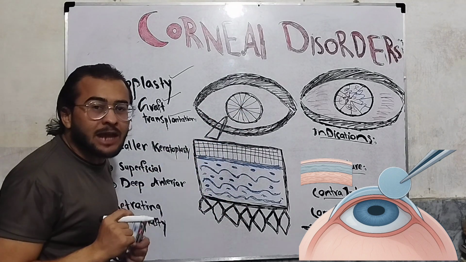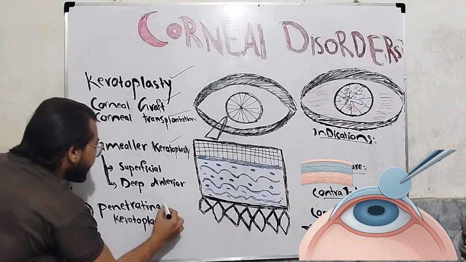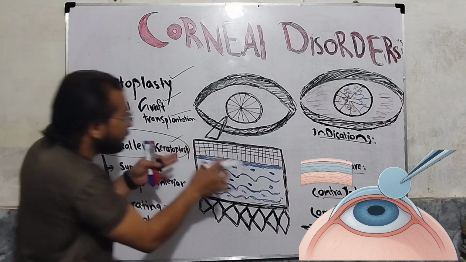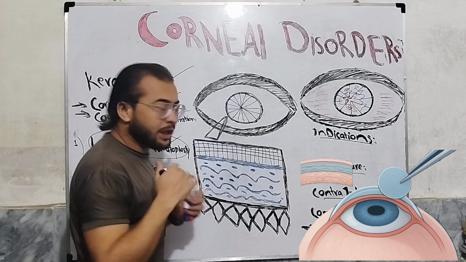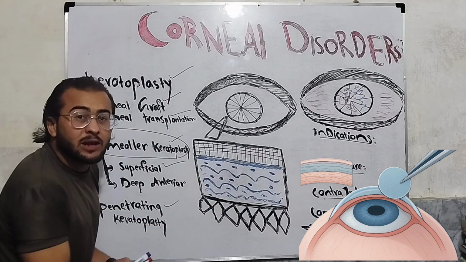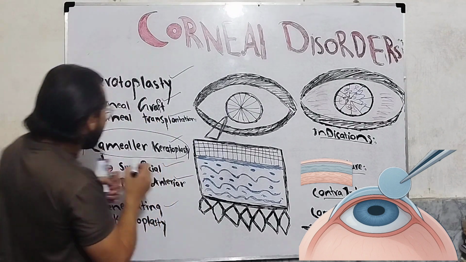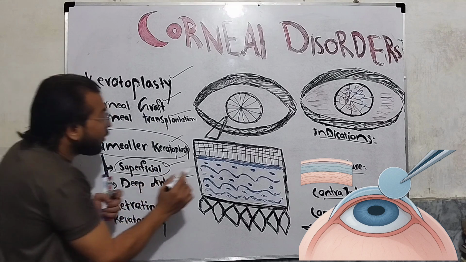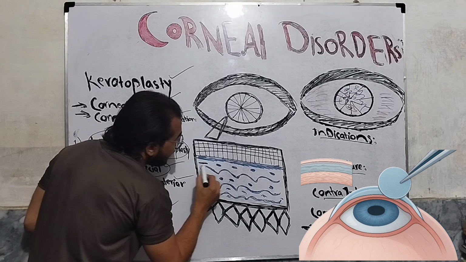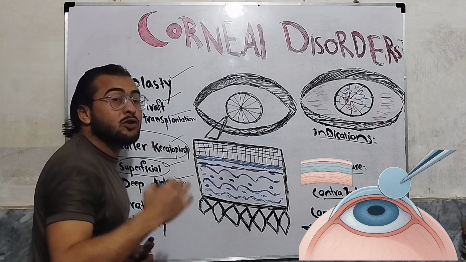On this basis, we have types of keratoplasty: lamellar keratoplasty and penetrating keratoplasty. Lamellar keratoplasty means that we replace only the diseased layers. Lamellar keratoplasty is of two types: superficial lamellar keratoplasty and deep anterior lamellar keratoplasty. In superficial lamellar keratoplasty, we only replace the superficial layers, up to the anterior stroma.